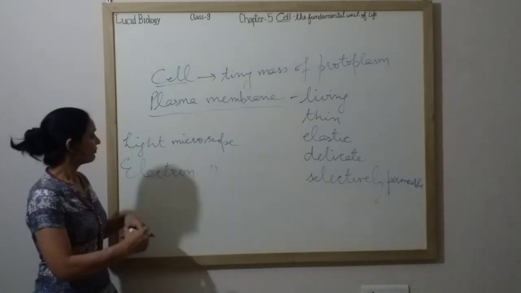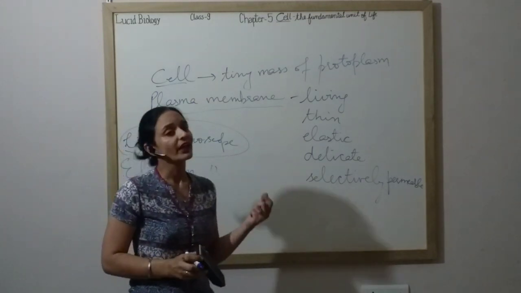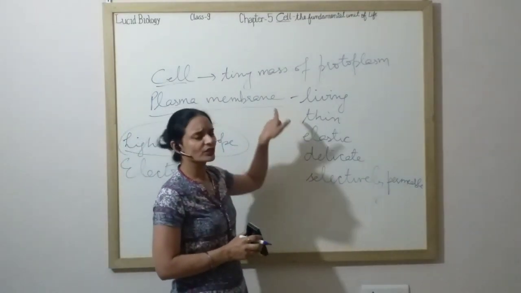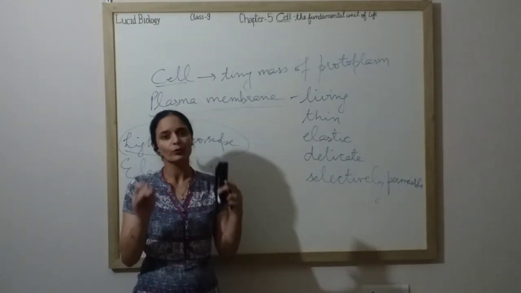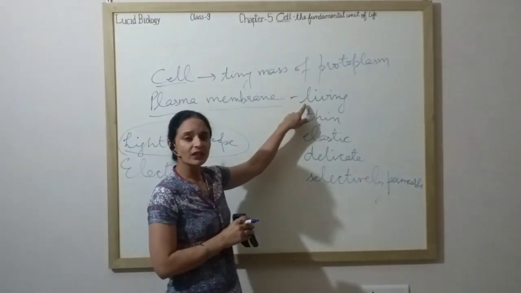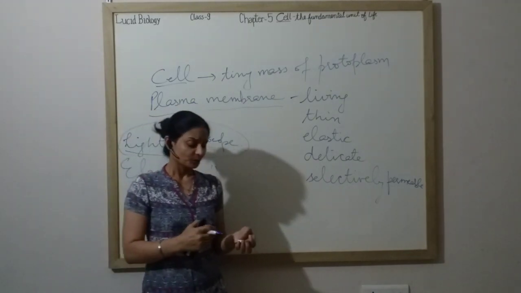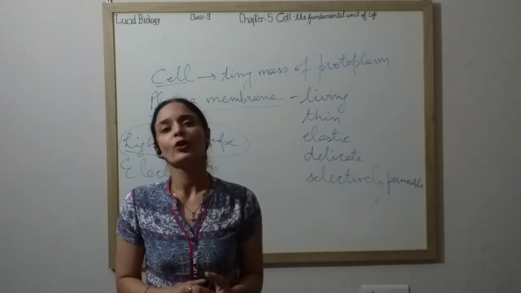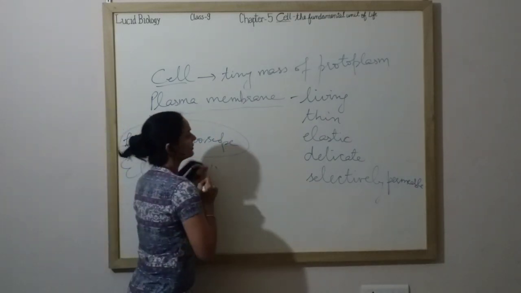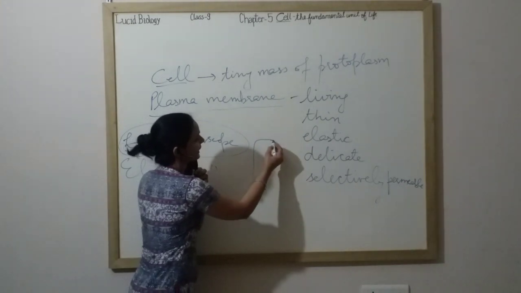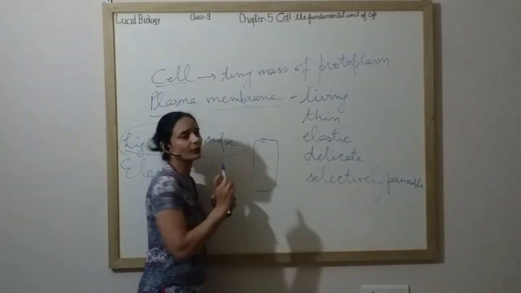So basically, mostly a light microscope is available. When we observe any cell under a light microscope, this plasma membrane just looks like a line. Only the nucleus and the outer boundary are visible. So this plasma membrane is living, thin, delicate, elastic and selectively permeable. Now, often the question is asked, what is the meaning of selectively permeable? Here I would like to tell you that this plasma membrane is made up of bilayers of phospholipids. It has two layers of phospholipids.